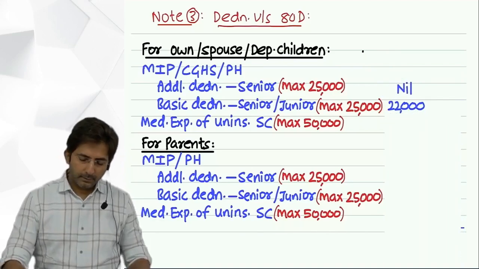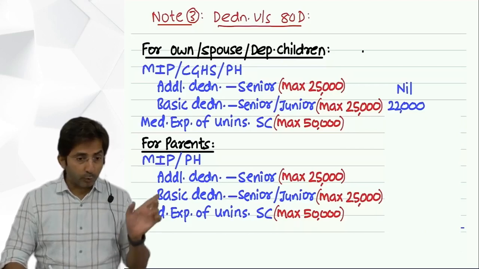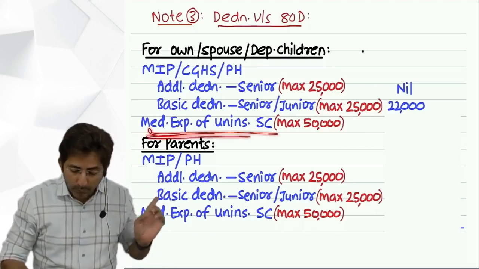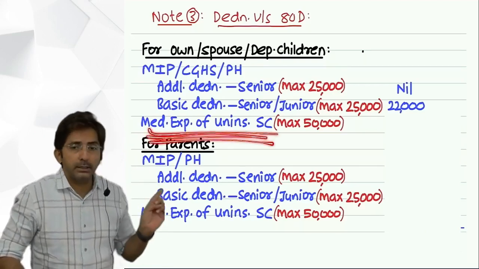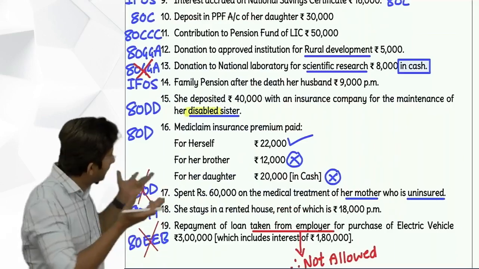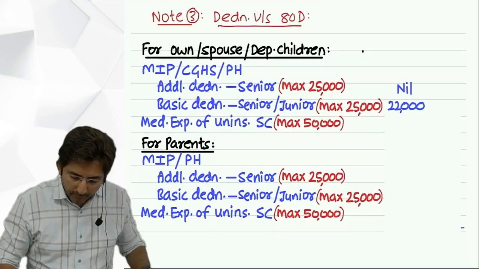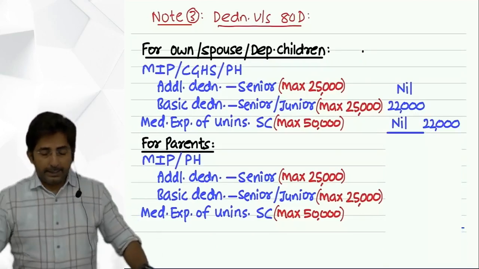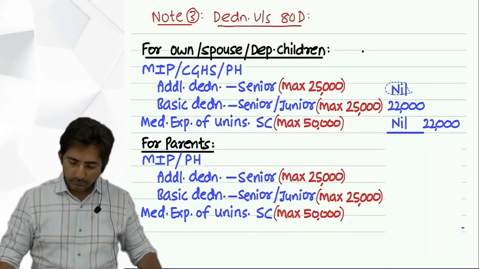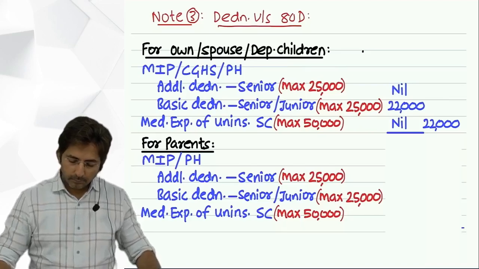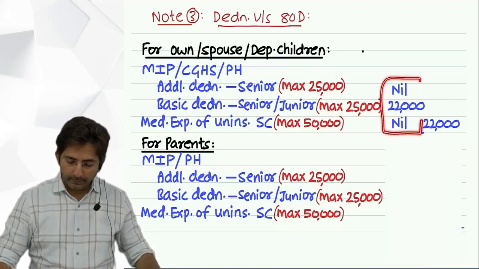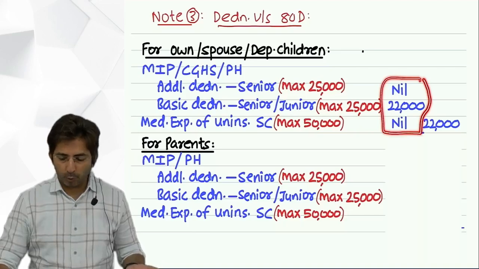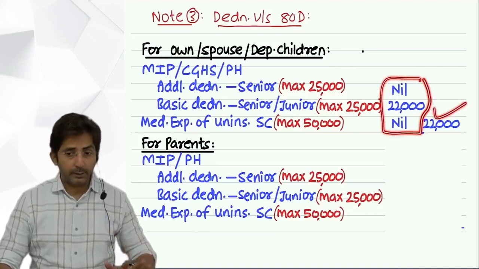Then next I will search this. See, I always go as per my format. I don't go as per the sum. What I require, I will search for in the question. I want this now: medical expenditure uninsured, senior citizen. Now I will check. Is it there in the question? It's not there. So nil. Even this becomes nil. And the total of these three amounts: what is the rule? The total of these three should not be more than 50,000. So here it is only 22,000. So 22,000 is allowed. Less is allowed, it cannot be more.